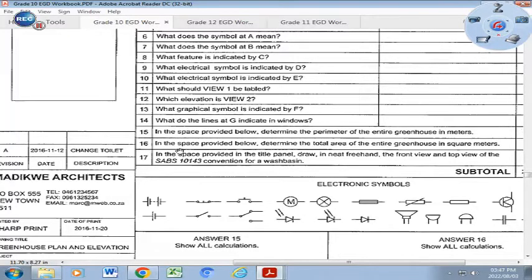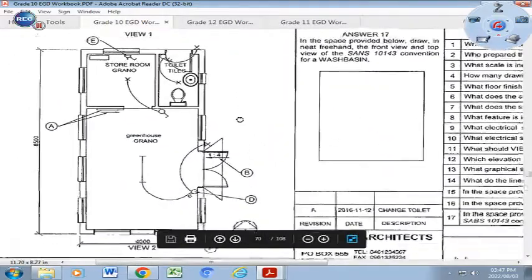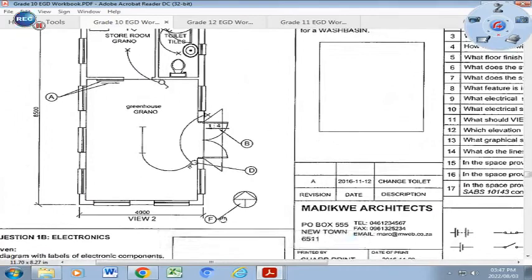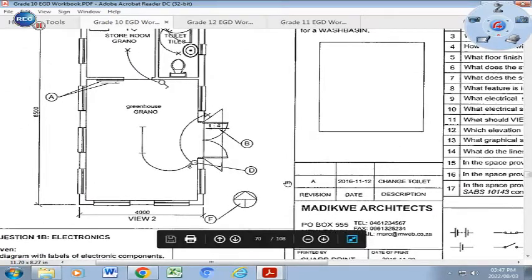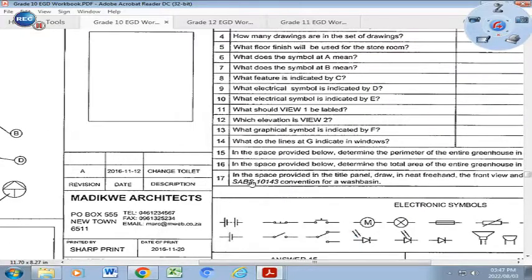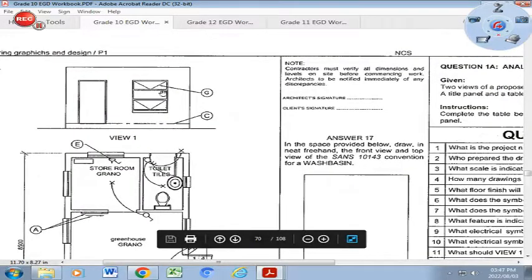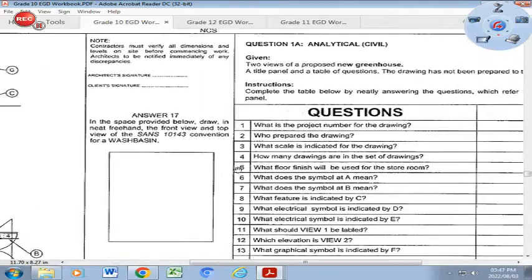13. What graphical symbol is indicated by F? So we look at the graphical symbol at F, which is this here. That is your north direction symbol. North point or north direction symbol. Number 14. What do the lines at G indicate in the window? So if you look at the lines here, that refers to the window opening.